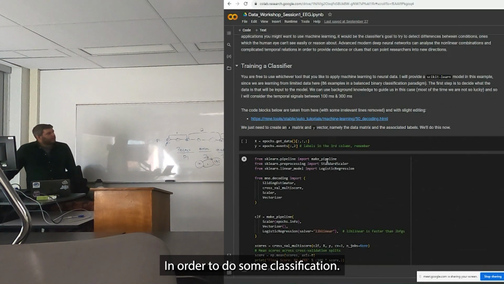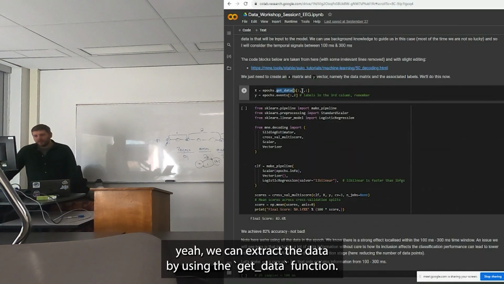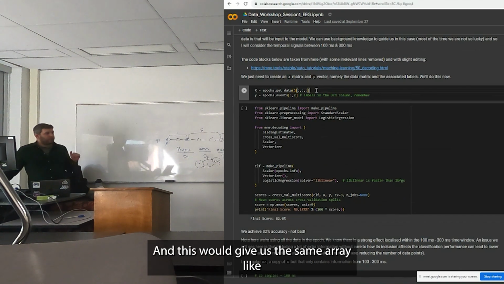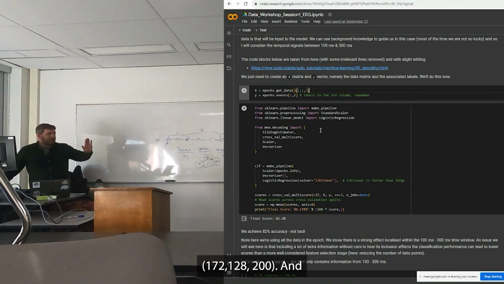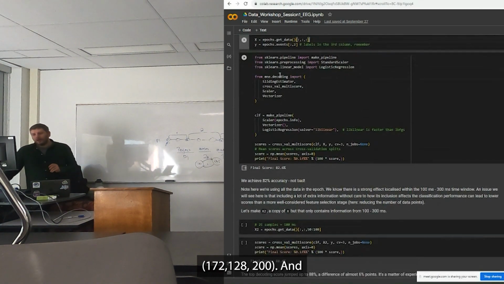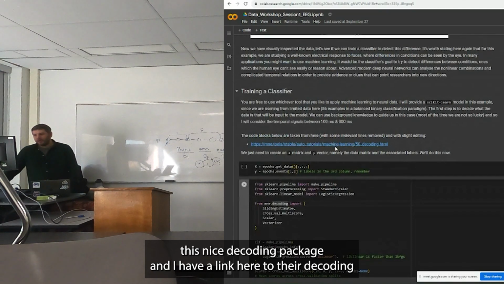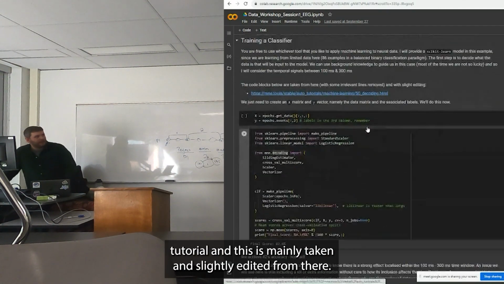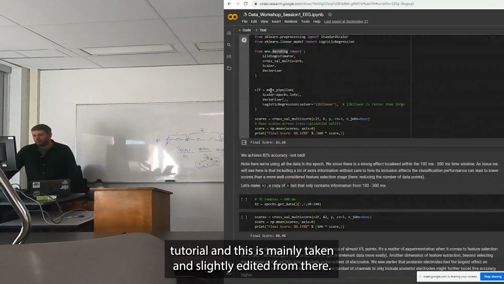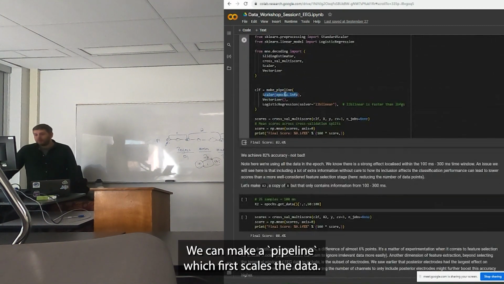In order to do some classification, we can extract the data using the get data function, and this would give us the same array of 172 by 128 by 200. MNE has this nice decoding package. I'll have a link in here to the whole decoding tutorial, and this is mainly taken and slightly edited from it. We can make a pipeline which scales the data.